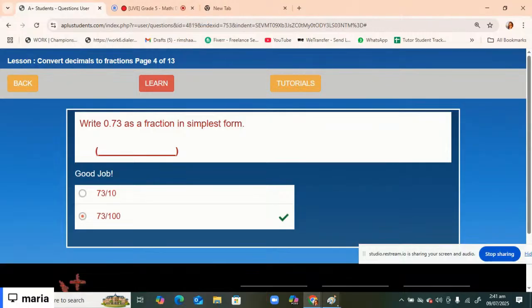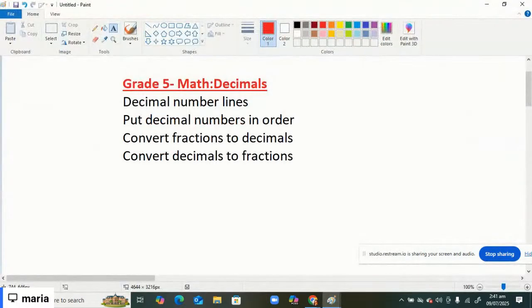Hope you guys understand this lesson. So today we discussed grade 5 maths decimals, and here is the list of the lessons: decimal number line, put decimal numbers in order, convert the fraction to the decimal, convert decimals to the fraction.